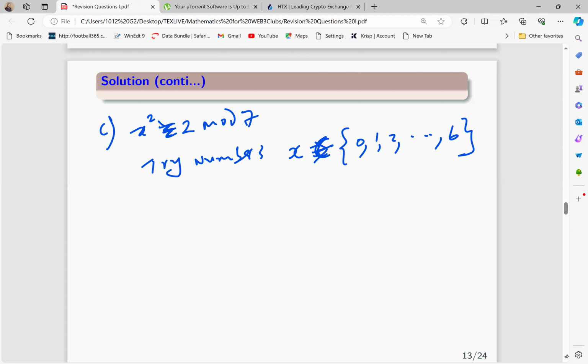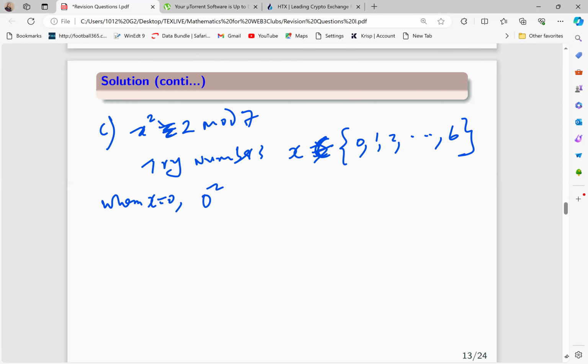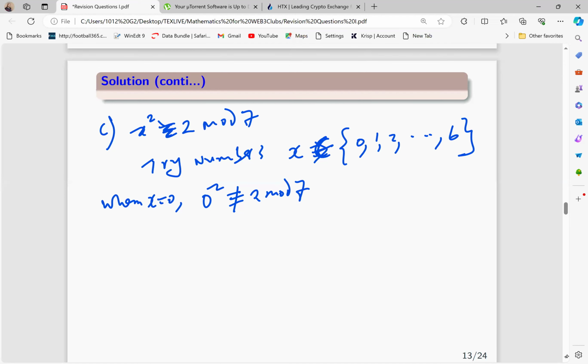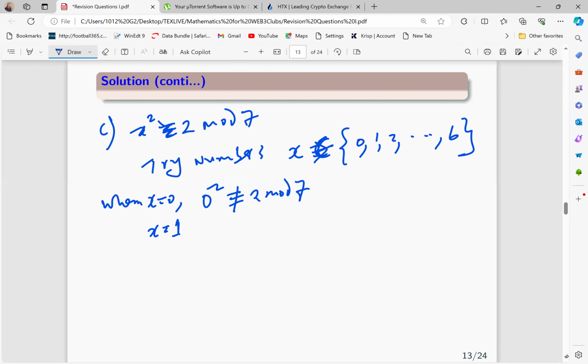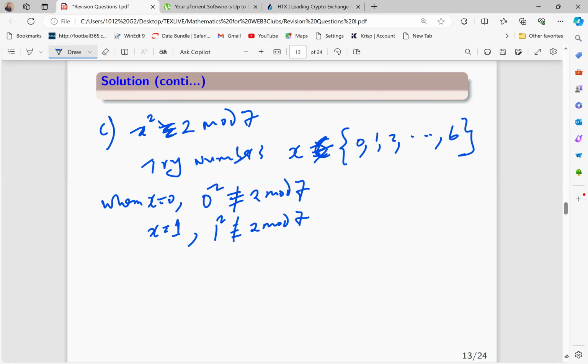So when x is 0, we would have 0 squared, and you can see that 0 squared is not the same as 2 mod 7. Is that okay? When x is 1, we'll have 1 squared, and you can see that this is not the same as 2 mod 7. Is that okay?